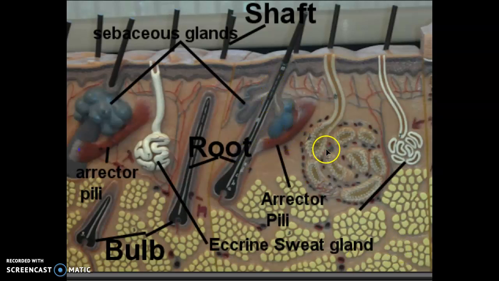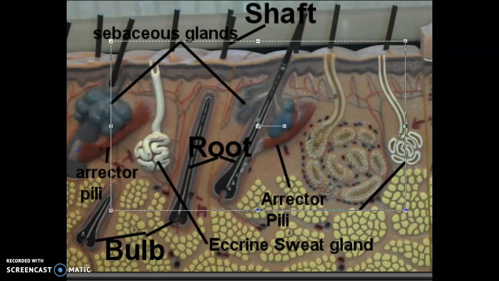Now, this is an apocrine gland. The apocrine sweat glands are in your groin and in your axillary region. They have a larger lumen, and they make an oily type of sweat. So it has oils in it, it has lipids, it has proteins in it, and they're thought to act as pheromones.